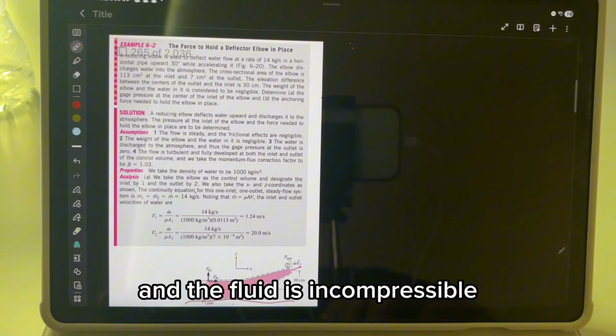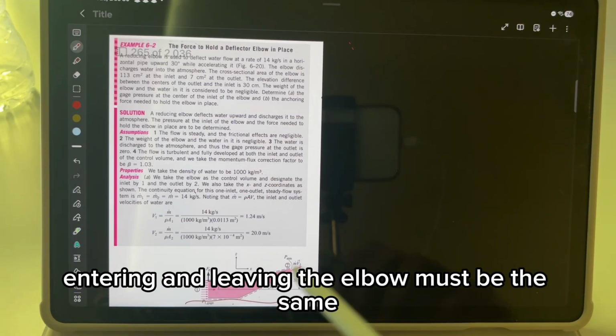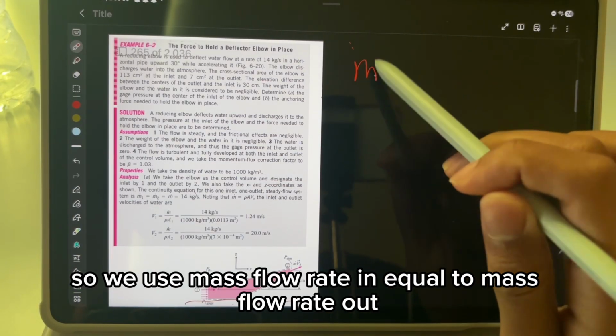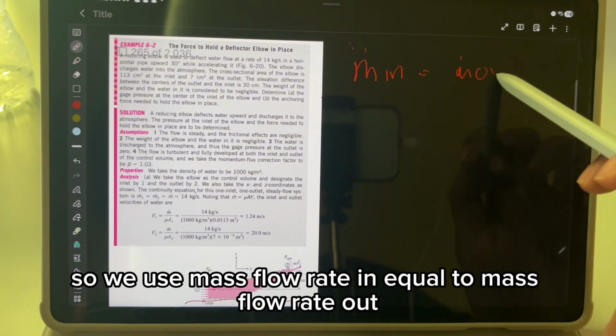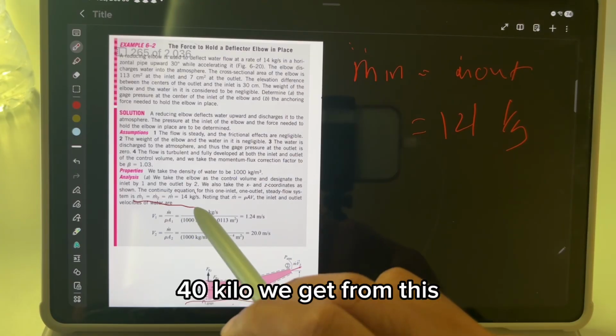Because the flow is steady and the fluid is incompressible, the mass flow rate entering and leaving the elbow must be the same. So we use mass flow rate in equal to mass flow rate out equal to 40 kg/s. We get the 40 kg/s from this.